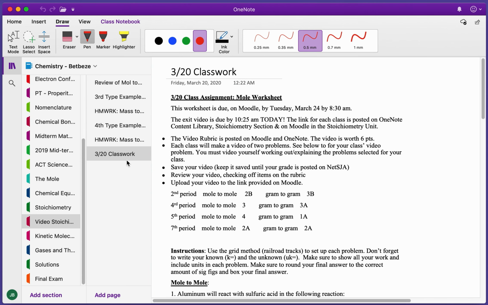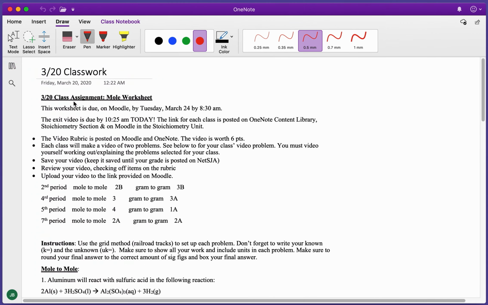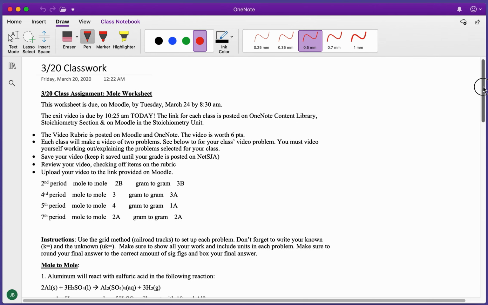Because of all the technical difficulties that have been happening, the classwork is not going to be due until Monday morning at 8:30. So that means Flipgrid videos, downloading or uploading those videos to the link that's in your OneNote on the page called Flipgrid, none of that is necessary. None of that will be due until Monday morning at 8:30 because of all the technical difficulties.